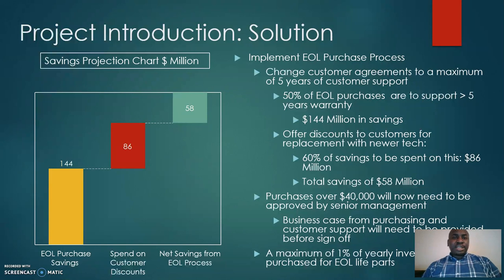On the inventory side, we will also make sure that at any given time, we only carry a maximum of 1% of inventory devoted to end of life. Meaning, once we hit that threshold of 1%, we will keep every approval or sign-off on hold until we at least deplete some of that inventory. All this, as I mentioned before, will help save the company about $58 million every year, as even shown in the chart.